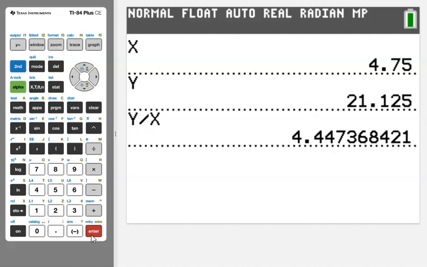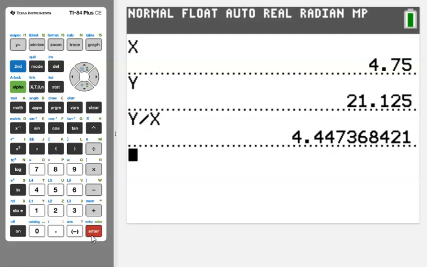X would be the width. The largest possible area is 21.125. I'm not sure the units, some kind of square unit. And then the length is 4.447 approximately. Oh, these are inches, sorry. So the area would be square inches, and then the length and the width are both inches. All right, let's move on to example 3.